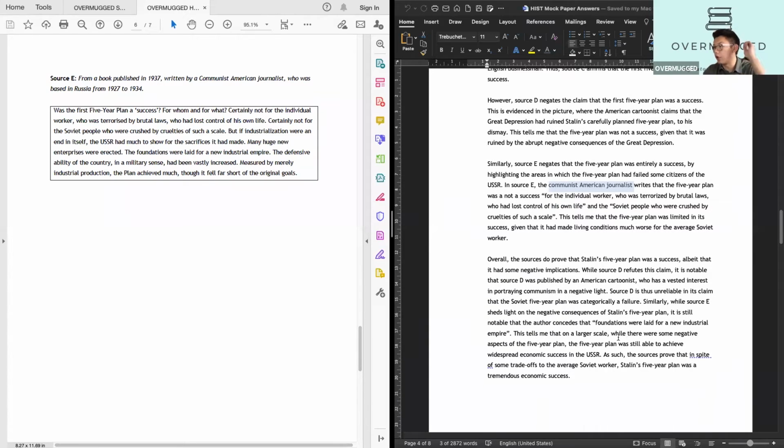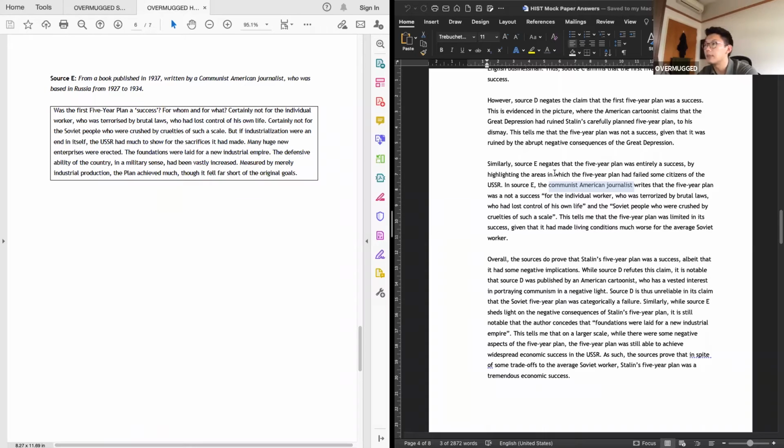What I want to focus on for testing a given hypothesis is the conclusion itself. A lot of students tend to miss out on this conclusion, which is a summary of the reasons why you think that a particular view is more prevalent than another view. So if you look here, the conclusion I wrote: overall, the sources do prove that Stalin's 5-year plan was a success, albeit that it had negative implications. So how do you back up one claim and refute the other when the sources are all different in portraying a particular view?